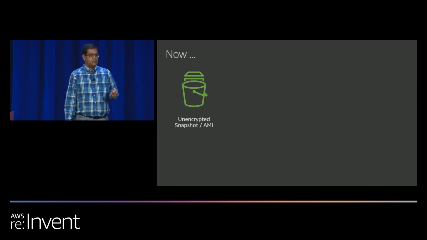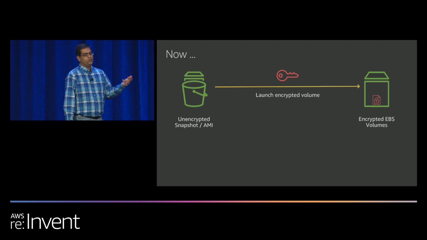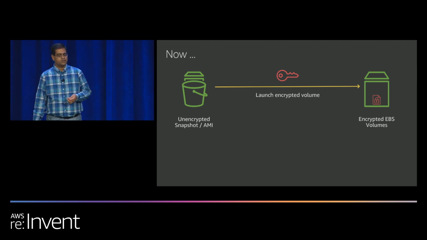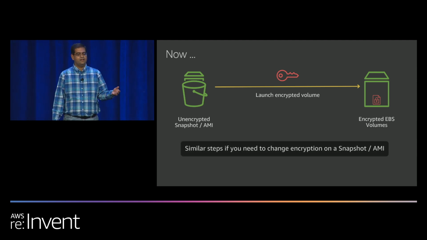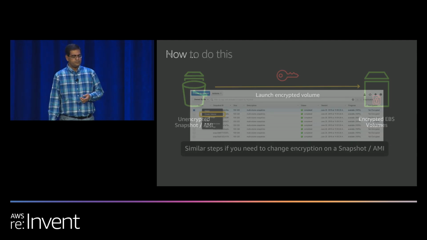So now, with the new feature that we launched, what you can do is take an unencrypted snapshot or AMI, with a key, and directly launch an encrypted volume. So no more copying of the snapshot and re-encrypting it for this particular use case. You can do exactly the same thing if you want to change the key. So how do you do it?